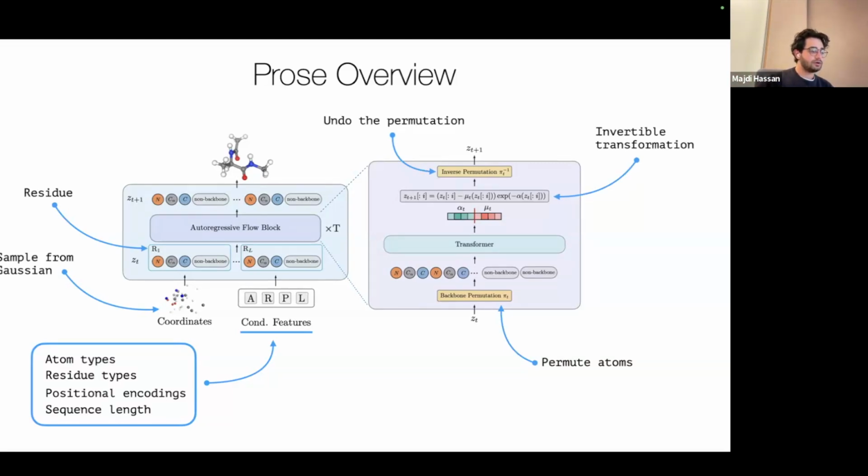And how we train this model is that we've generated a data set of varying peptide systems across sequence lengths from dipeptides to octapeptides, and we generate these trajectories, and we train this model via maximum likelihood.